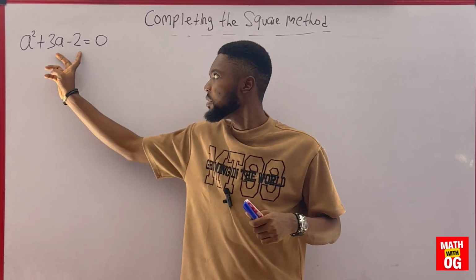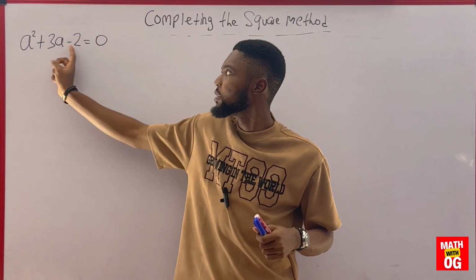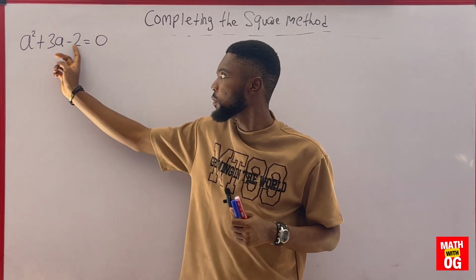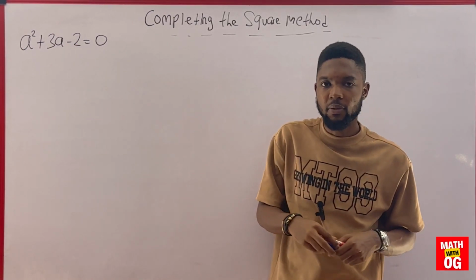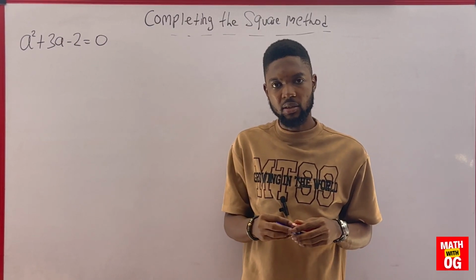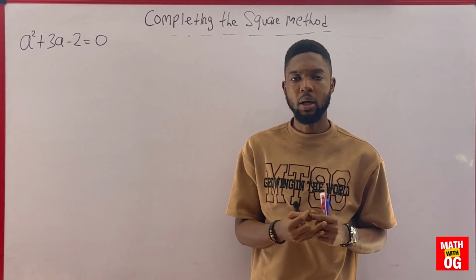Because from what I can see here, there's no value that, when you multiply, will give you the product of these two guys, and when you add up, will give you 3a. I doubt any two values like that exist. So in this case, you have to make use of either completing the square or formula method.